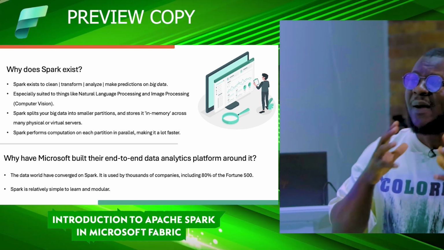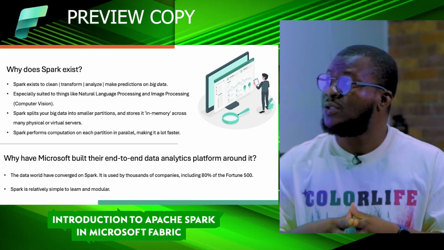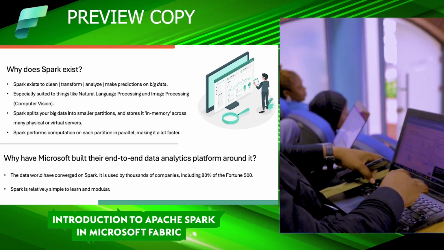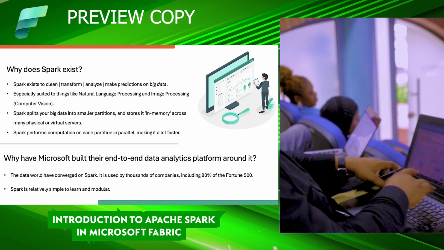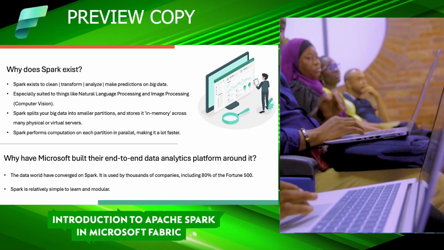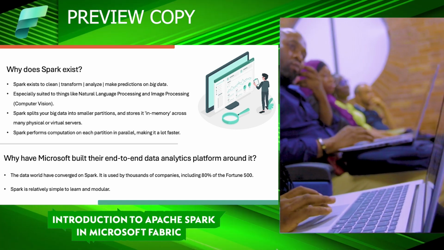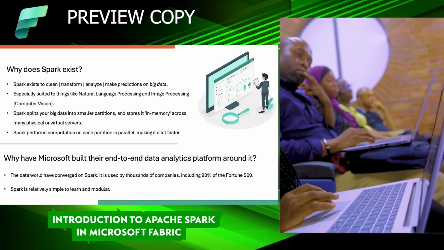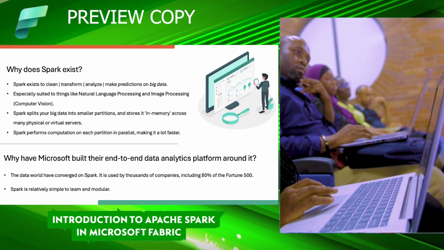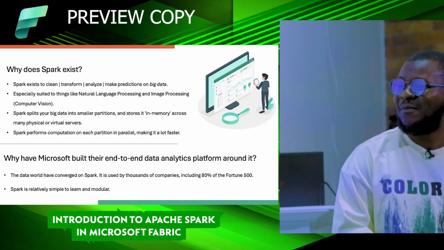Okay, so Spark splits your data into smaller partitions and stores it in memory across many physical or virtual servers. Spark performs computation on each partition in parallel. So all of this is divided into partitions and computation is performed on all of them in parallel, making it a lot faster. Now, the next question is, why has Microsoft built their end-to-end data analytics platform around it?